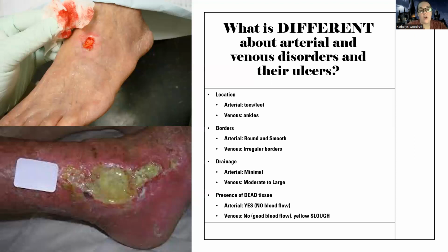And then for arterial, there is dead tissue. It's that eschar, however you say that, that blackened tissue. Whereas for venous, there's usually no dead tissue. There's good blood flow, there's pulses, but the issue is sometimes what's called yellow slough, or this buildup of yellowish tissue, as you can see here. This is what slough looks like.